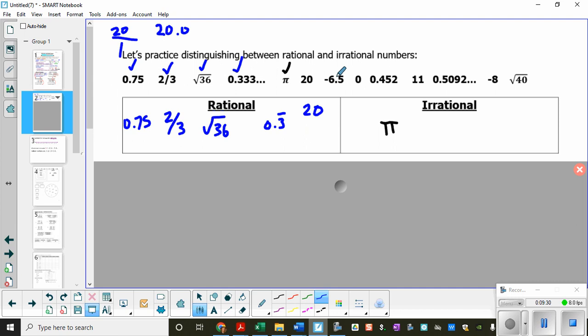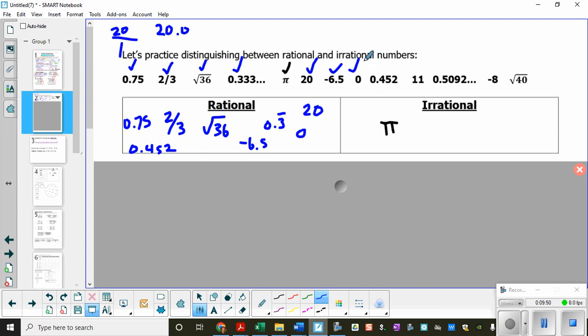All right, we got a negative 6.5, so that's a decimal that stops. So I'm going to put that over here. All right, we got this one and this one. Now 0, again, you can make it a fraction by simply putting it over 1. 0.452, that one stops, so we're going to put that in rational.